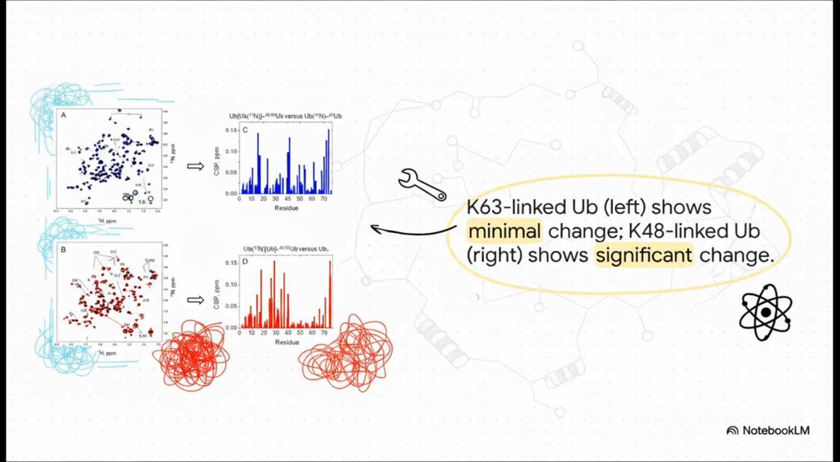On the left, you see hardly any changes for the K63 linked unit. That tells you its environment is pretty much identical to a normal K63 dimer. But on the right, the K48 linked unit shows big shifts, which is the classic signature of its compact shape. The takeaway here is massive. Each linkage in this mixed chain keeps its own native, distinct conformation.